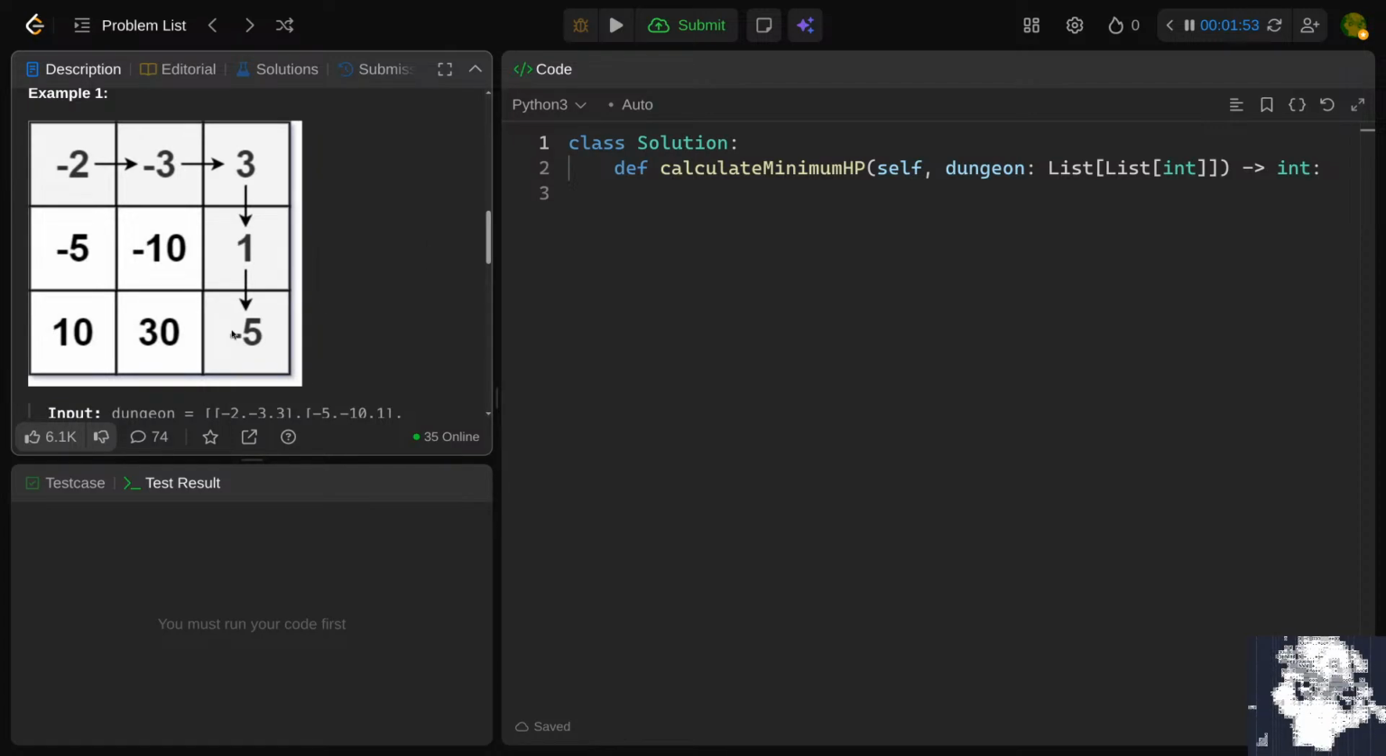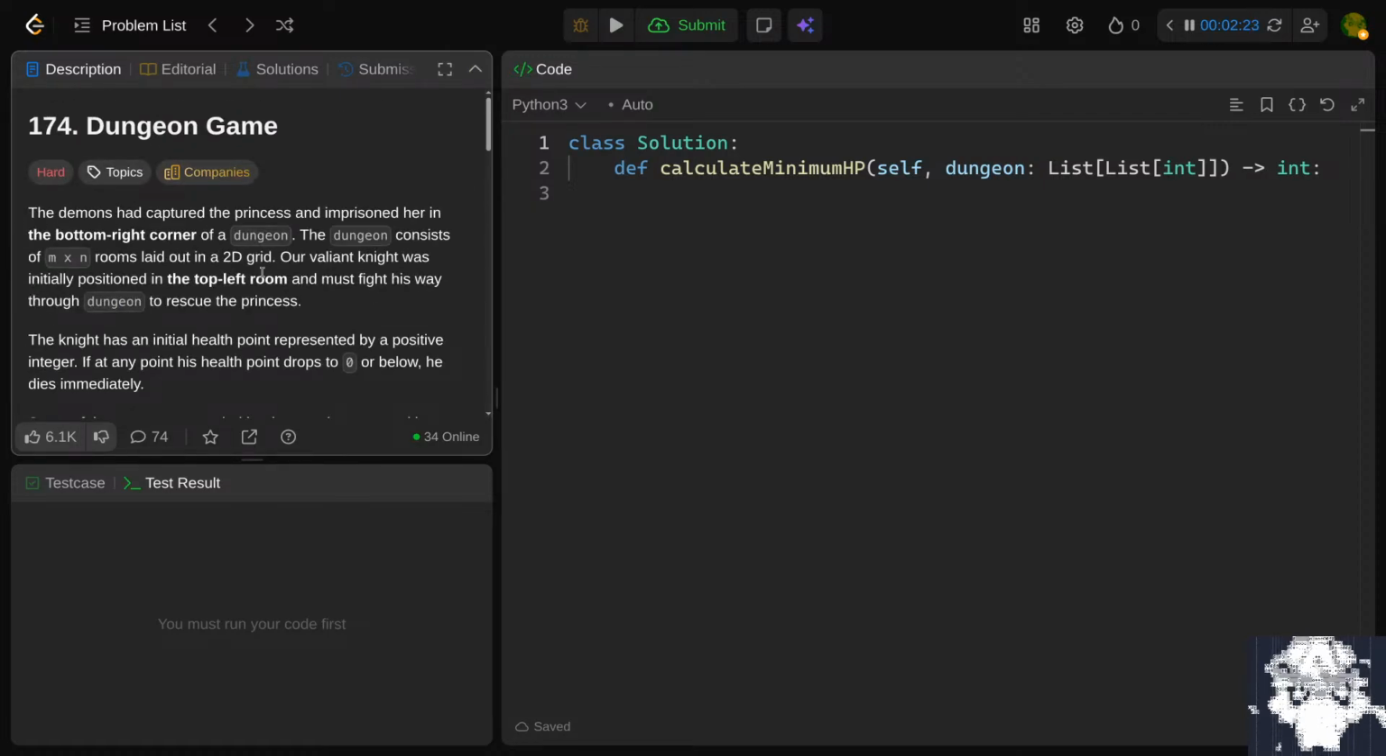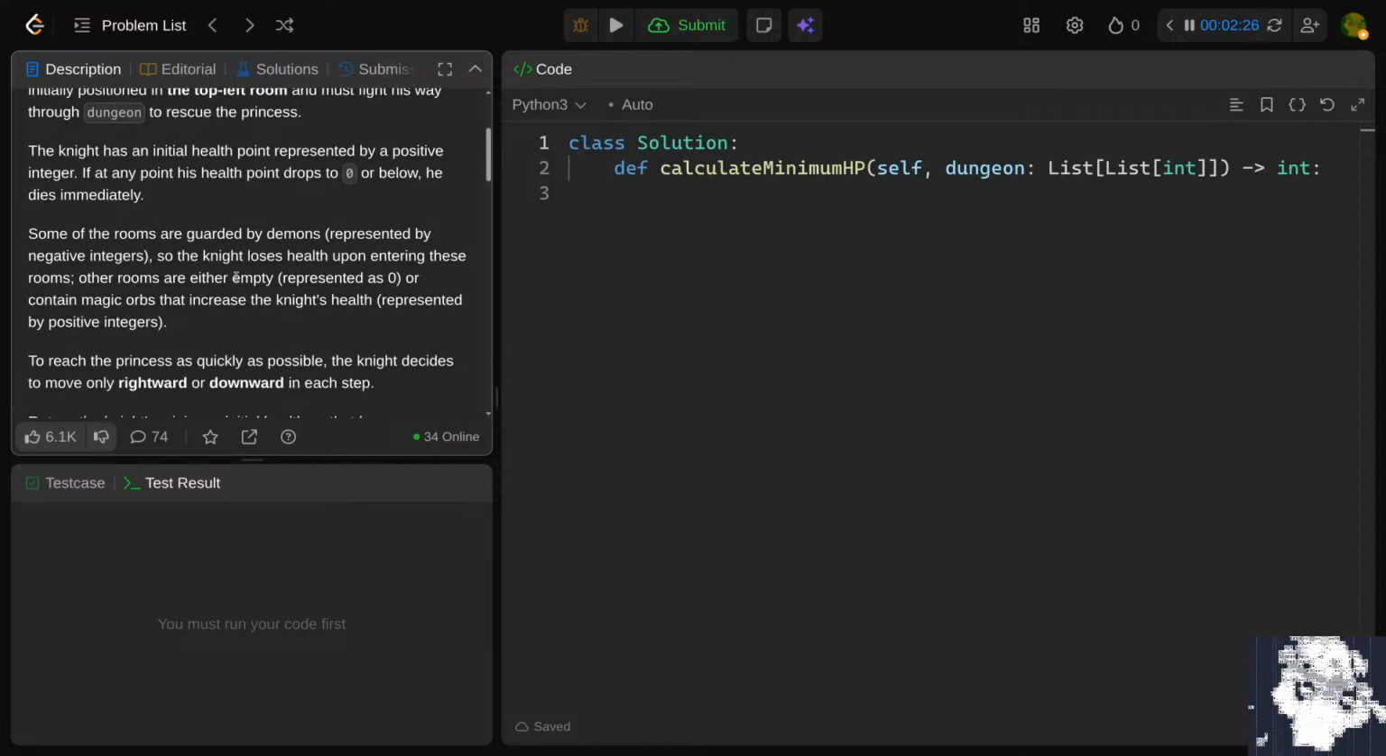So the most health that you need to be in the bottom right corner is like the inverse of the value of the bottom right corner. So you need 5 to get to be -5. The most health that you need to be in the cell right before it would be whatever's the best between the cell on the bottom and the cell on the right, because the knight can only move downwards and rightwards. It said that, right?